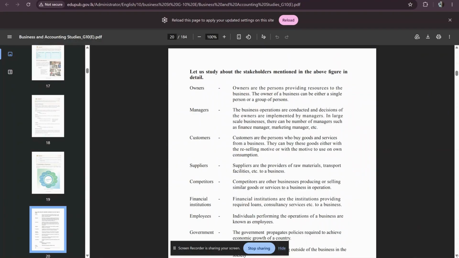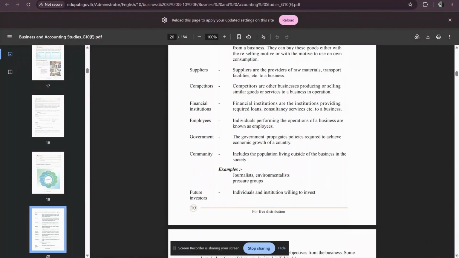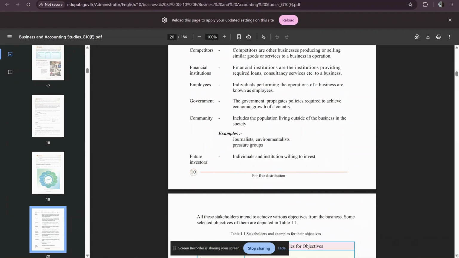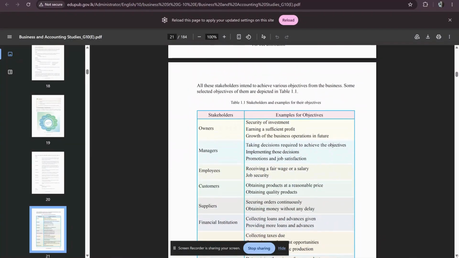Suppliers are the providers of raw material, transport facilities, etc. to a business. Competitors are other businesses producing or selling similar goods and services. Financial institutions are institutions providing required loans, consultancy services, etc. to a business. Individuals performing the operation of the business are known as employees. The government propagates policies required to achieve economic growth of a country. Community includes all the population living outside the business in the society, for example journalists, environmentalists, pressure groups, etc. Future investors are individuals or institutions willing to invest.